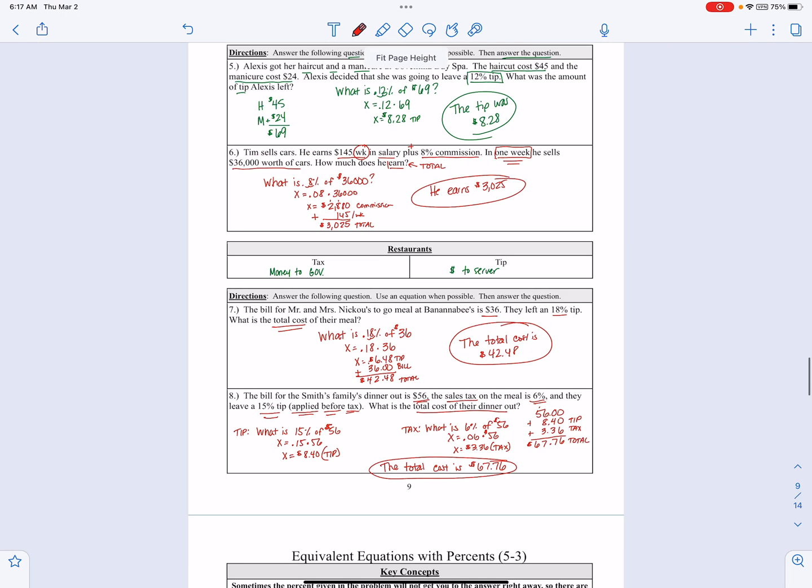So notice all those questions are all the same. This doesn't need to be complicated. Okay, when we're calculating tax or tip, or commission, we're using that same sentence question stem.